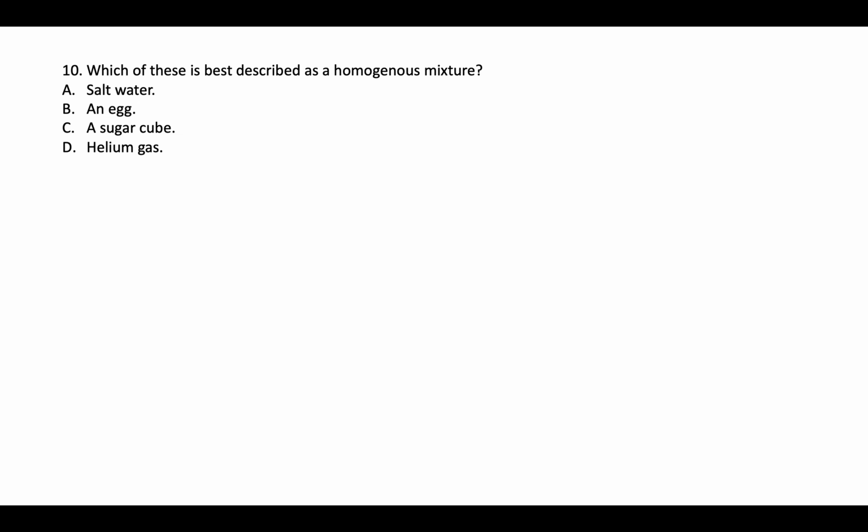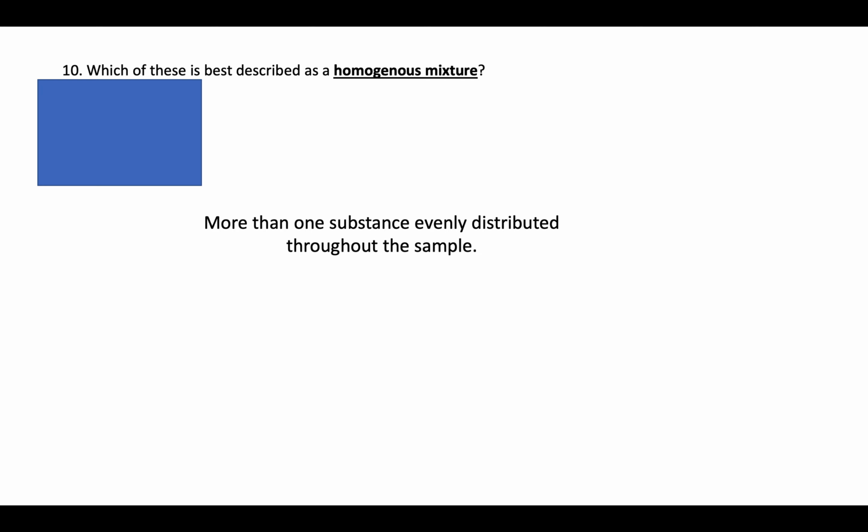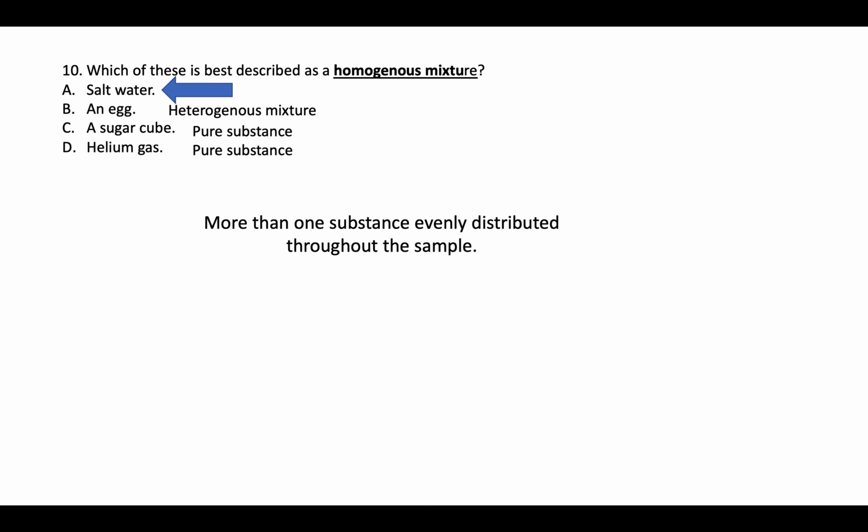Final question, which of these is best described as a homogeneous mixture? Before reading the choices, what is a homogeneous mixture? We have more than one substance present and they're evenly distributed throughout the sample. More than one substance is making it a mixture, and the evenly distributed part makes it homogeneous. I think salt water is the best description, best example.